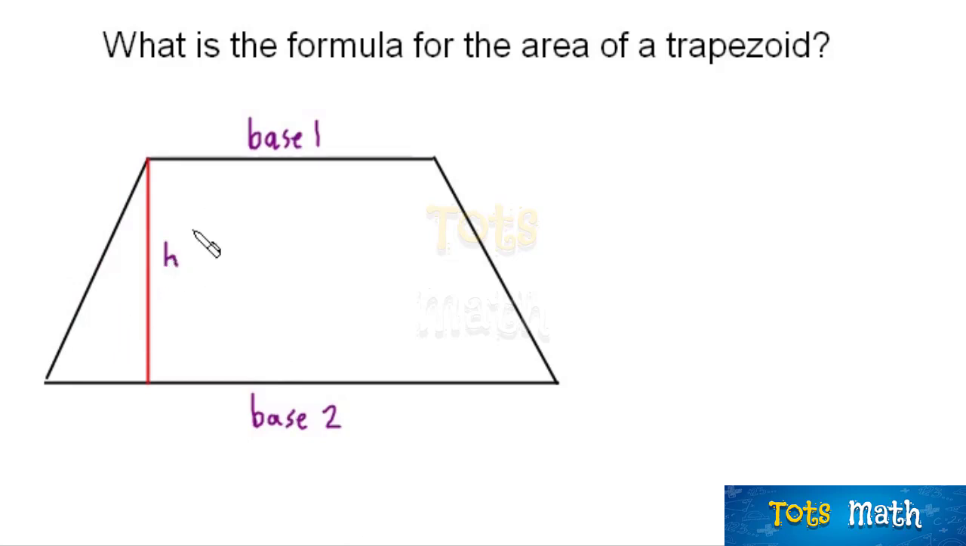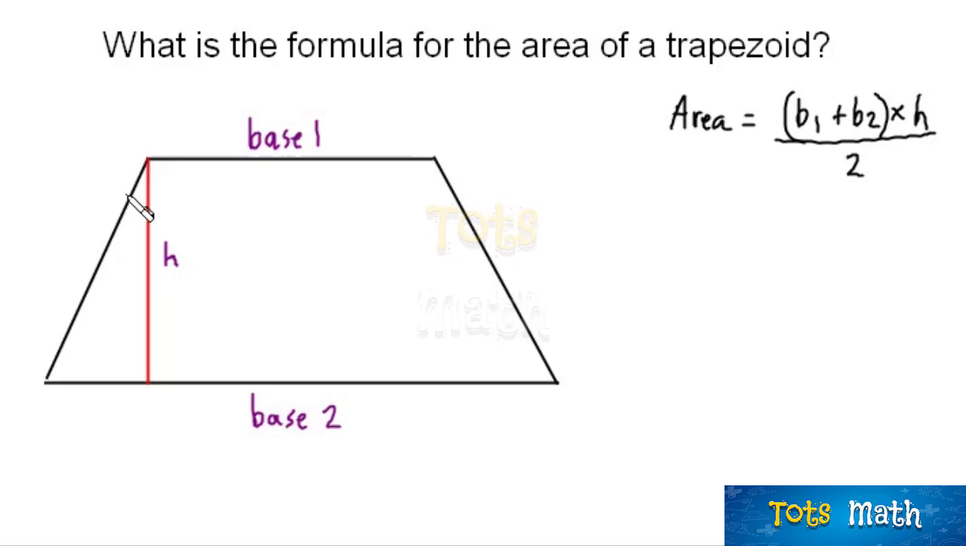To find the area of a trapezoid, and the area is the space inside the shape, we have to add the two bases together, multiply the sum by the height, and divide by 2. So the area is equal to base 1 plus base 2 times the height, all divided by 2.